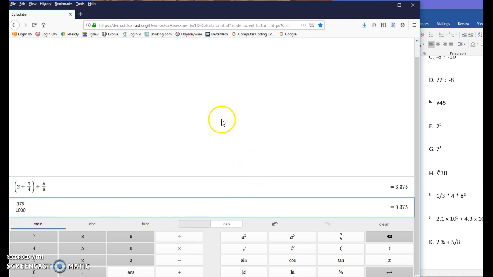If you have questions about this calculator, please email me and ask. I would be happy to help you in any way. And it's a good idea to use this calculator whenever you're doing your math work.